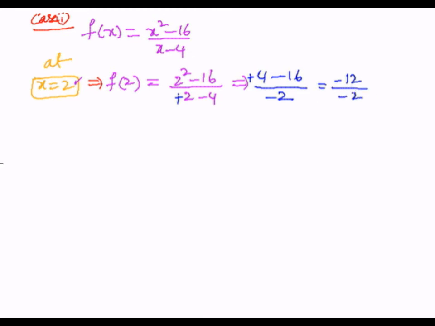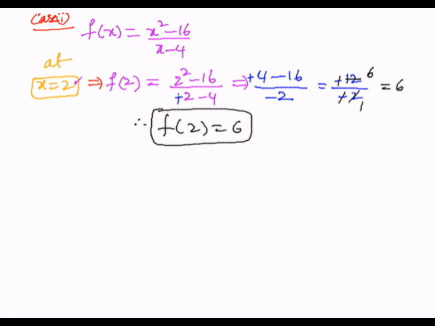Then further simplification: 2 in the denominator, 2 ones are 2, and 2 in the numerator, 2 sixes are 12. So here minus minus cancels, therefore 6 by 1 is 6. In this manner I got f of 2 equals 6 in the first case.